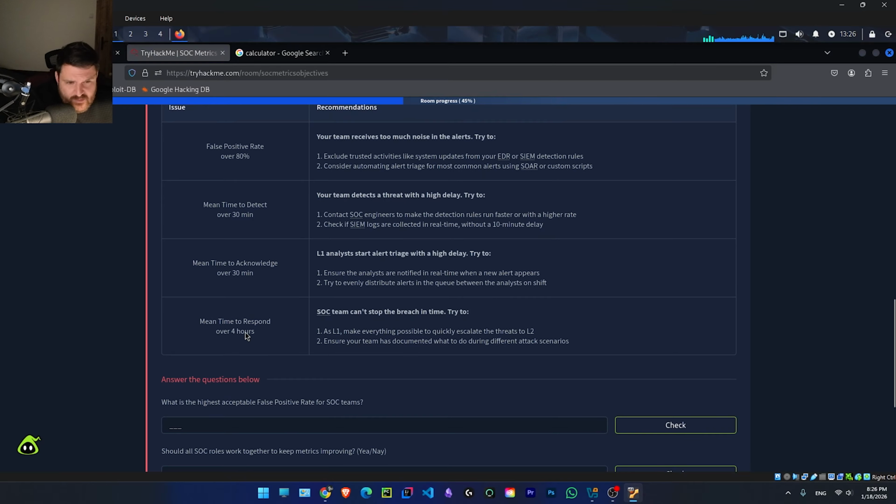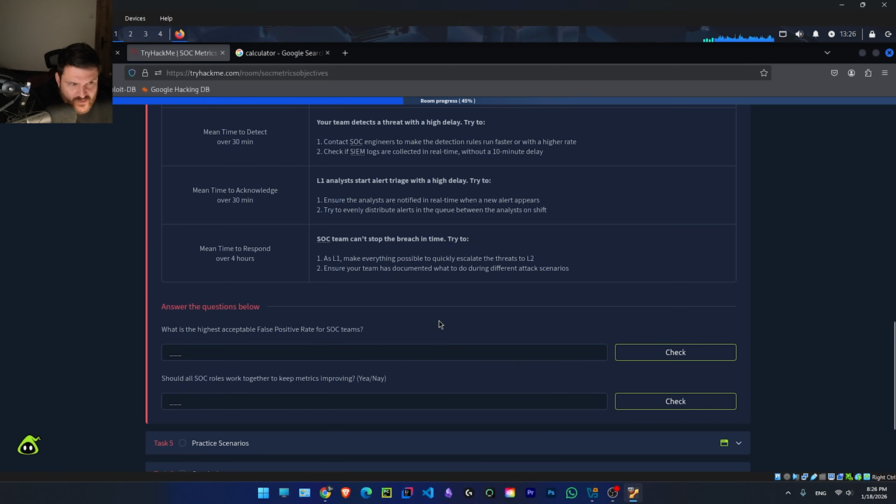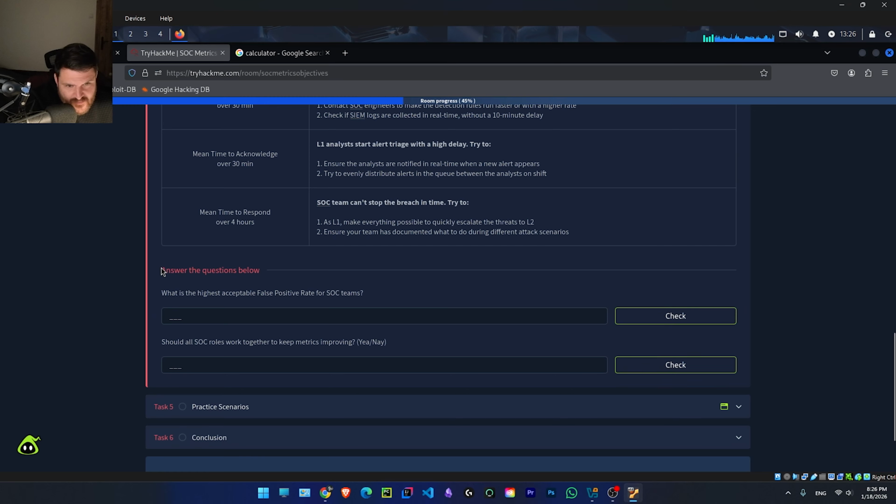And then mean time to respond, MTTR, over 4 hours: the SOC team cannot stop the breach in time. Try, as L1, to make everything possible to quickly escalate the threat to L2. Ensure your team has documented what to do during different attack scenarios. Answer the question: what is the highest acceptable false positive rate for a SOC team?